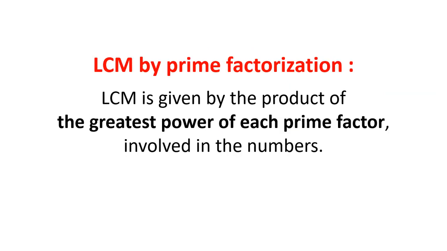LCM by prime factorization. LCM is given by the product of the greatest power of each prime factor involved in the numbers. I suggest to the students to watch the video titled HCF, which was uploaded just before this, and compare the two definitions with each other. In HCF, we say HCF is given by the product of the least power of each common prime factor, and LCM is given by the product of the greatest power of each prime factor. There is no word common.